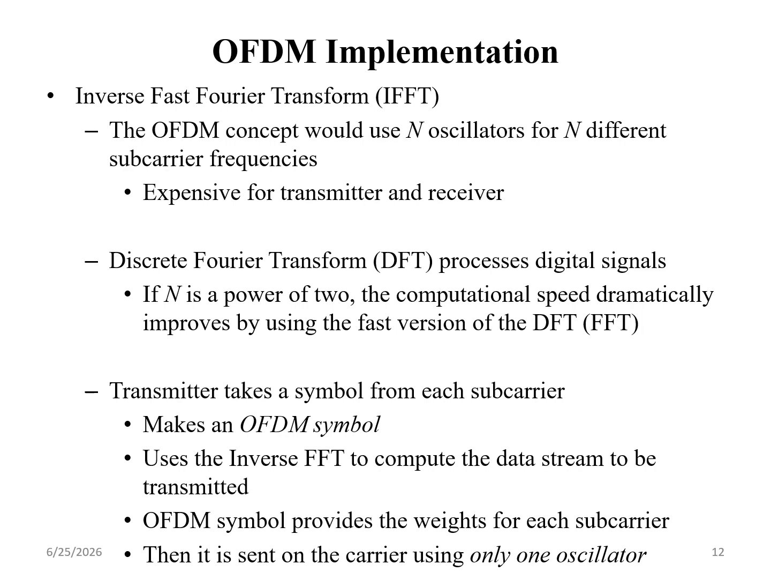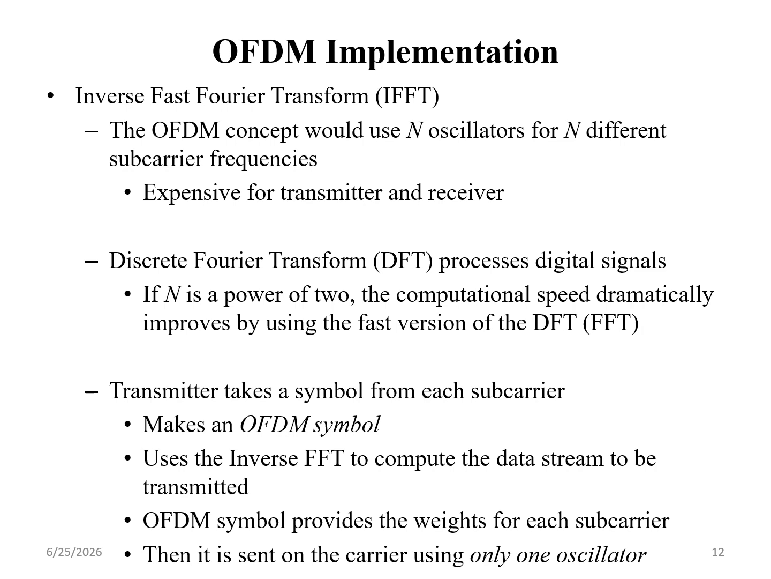So DFT processes the digital signal. If N is a power of 2, the computational speed dramatically improves by using this fast version of the discrete Fourier transform. The transmitter takes a symbol from each subcarrier, makes an OFDM symbol, and uses inverse fast Fourier transform in order to compute the data streams to be transmitted. Then the OFDM symbol provides the weightage of each subcarrier. Then it is sent on a carrier using only one oscillator.